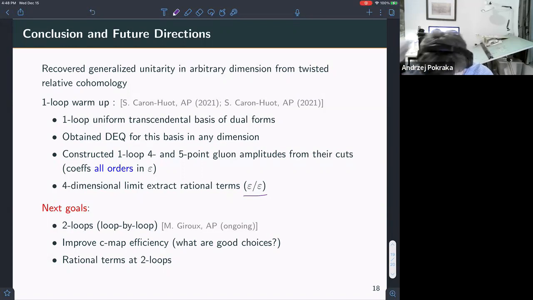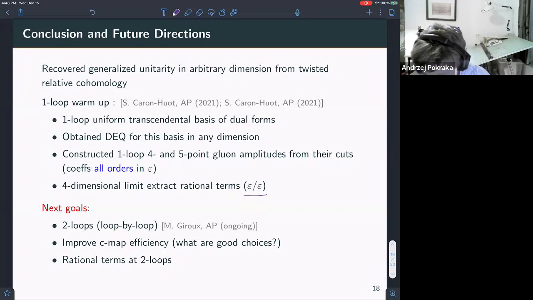Some of the next things that we're working on is applying these ideas at 2 loops. In particular, we're looking at it in a loop by loop fashion with another student at McGill. We also need to improve the efficiency of the CMAP, either by coming up with new algorithms or just understanding what are the good choices to make. And another thing that would be interesting is looking at these rational terms at 2 loops.